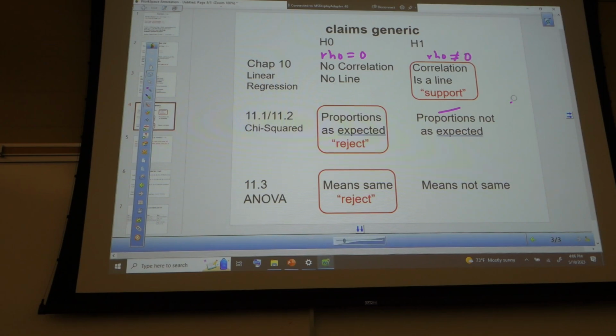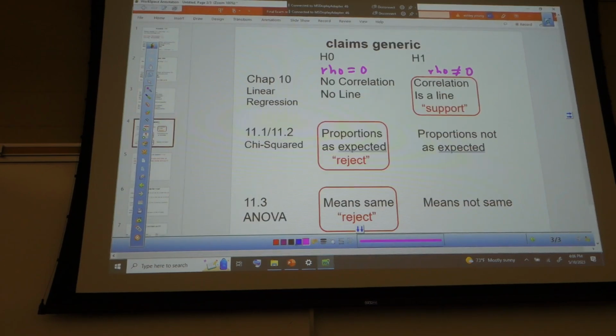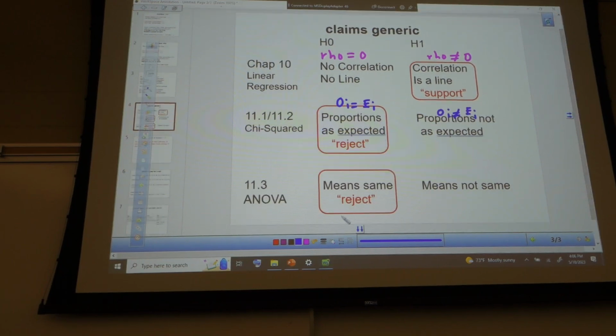For the chi-squareds, those are all about proportions. So the proportions are as expected, or the proportions are not as expected. So again, this is O sub i equals E sub i, or O sub i is not equal to E sub i. And then the ANOVA is just when all the means are the same. So mu1 equals mu2 equals mu3. Or the means are not the same, so at least one differs.